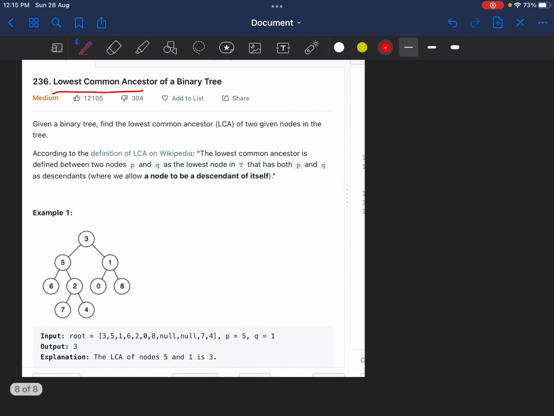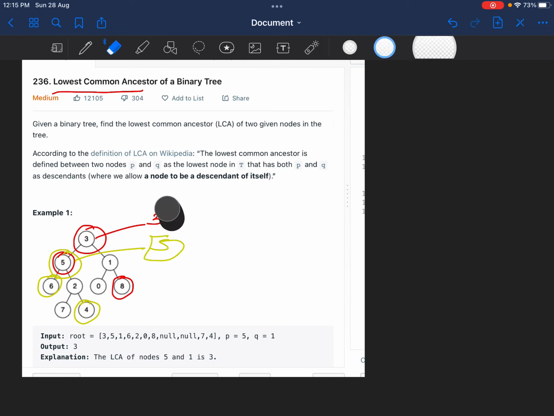Suppose you are given two nodes, 5 and 8. In simple words, you have to figure out the lowest common parent for both these nodes. And what is the lowest common parent? It will be 3. So here 3 would be the answer. Similarly, if you are given two nodes 6 and 4, what is the lowest common parent for both these nodes? It would be 5. So 5 would be the answer.